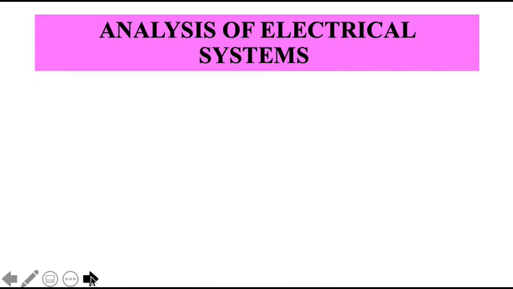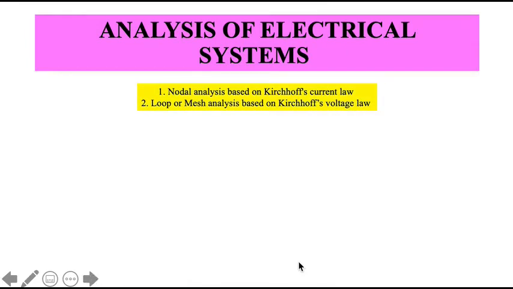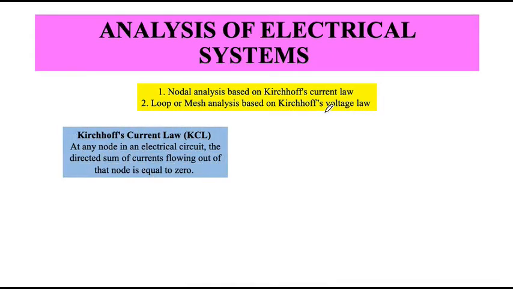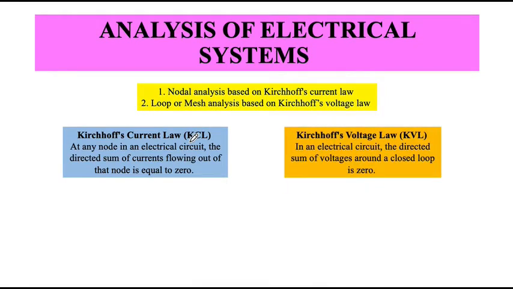Nodal analysis, as we know, is based on the current law, and in loop or mesh analysis we write down the voltage law. This is again not very alien to us. Kirchhoff's current law says that at any node, the sum of current flowing out of the node is equal to 0. Similarly, the sum of voltages across a closed loop is always 0. That is what Kirchhoff's voltage law tells us.